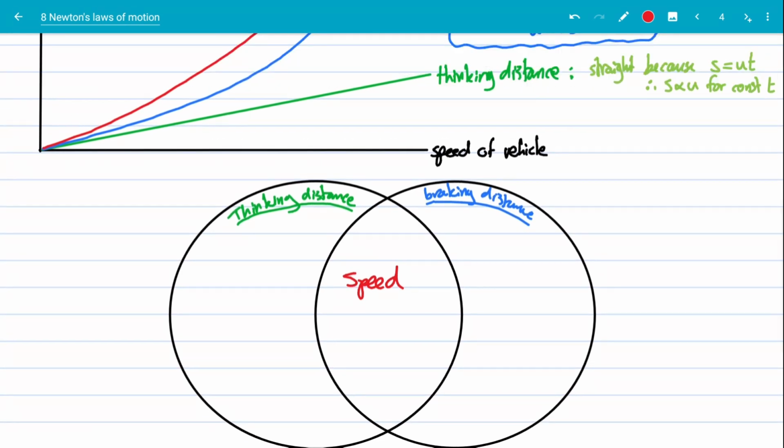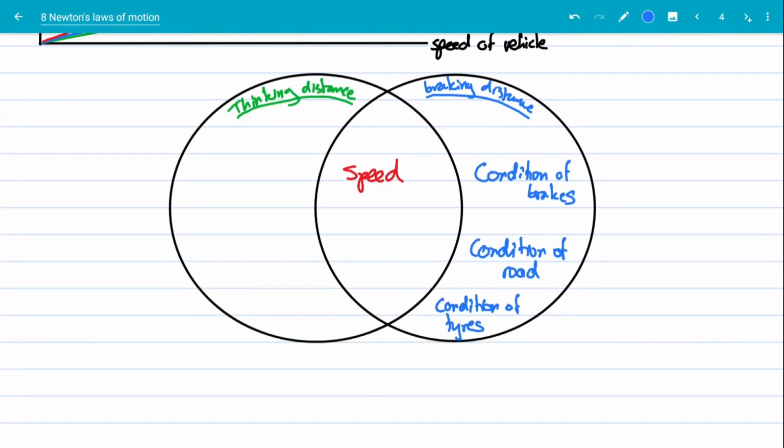What can affect the braking distance? Well, if the braking force matters, then the condition of the brakes, the condition of the road, the condition of the tyres. Is the road wet? That would increase braking distance. Are the tyres new, expensive tyres with good grip? That's going to reduce the braking distance. Brakes brand new and just serviced are going to reduce the braking distance, whereas old, rusted, conked out brakes are going to increase it.